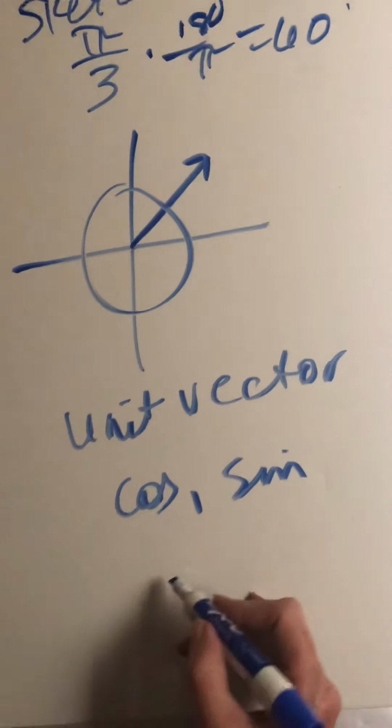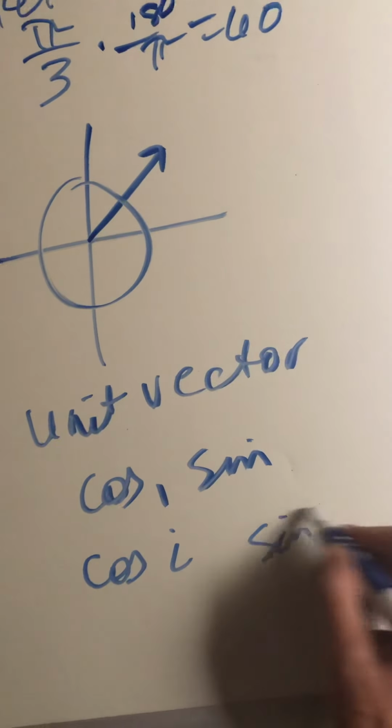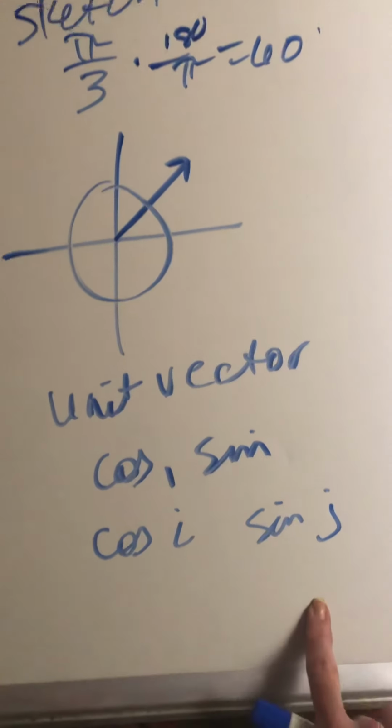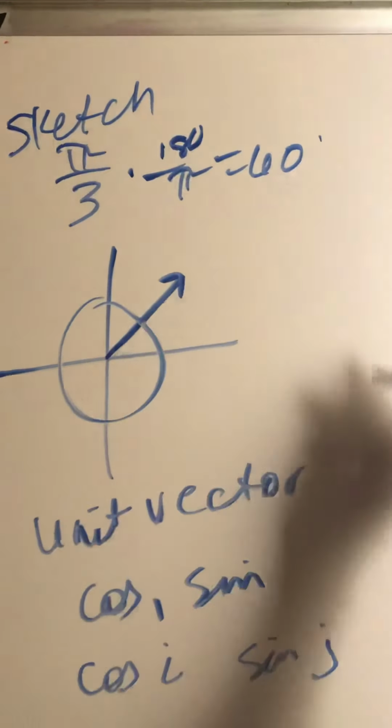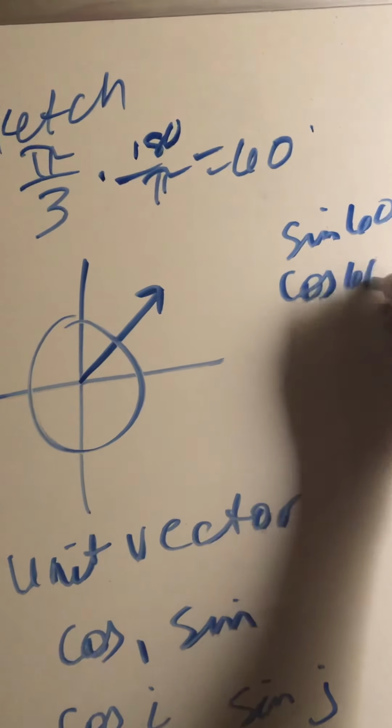And it'll be in a linear combination. So it's going to be cosine i and sine j. Cosine will go with i, sine will go with j. So we just need to know the sine and cosine of 60. Well, we've talked about the sine and cosine of 60 a lot.